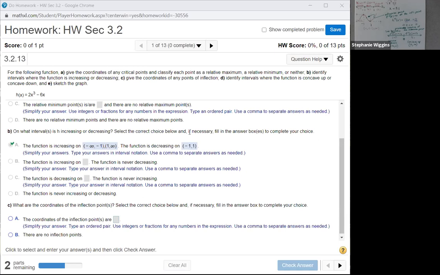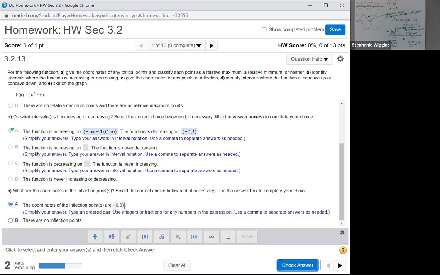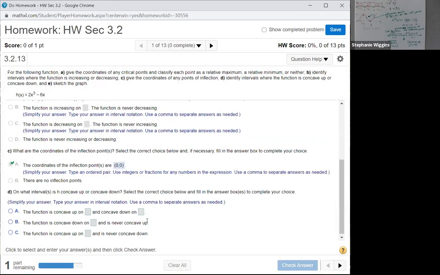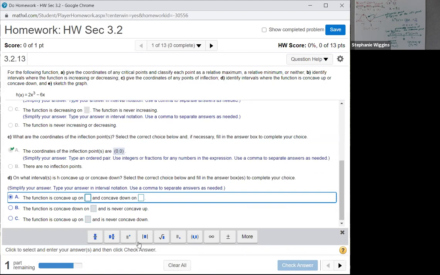There it goes. Okay. So when it says, what are the coordinates of the inflection points? Well, we found x equals 0 was the inflection point. And then you take that 0, plug it into the original function up here. If I plug in 0, the y value is also 0. So the origin is an inflection point for this problem. And then the function is concave up on 0 to infinity, and concave down from minus infinity to 0.